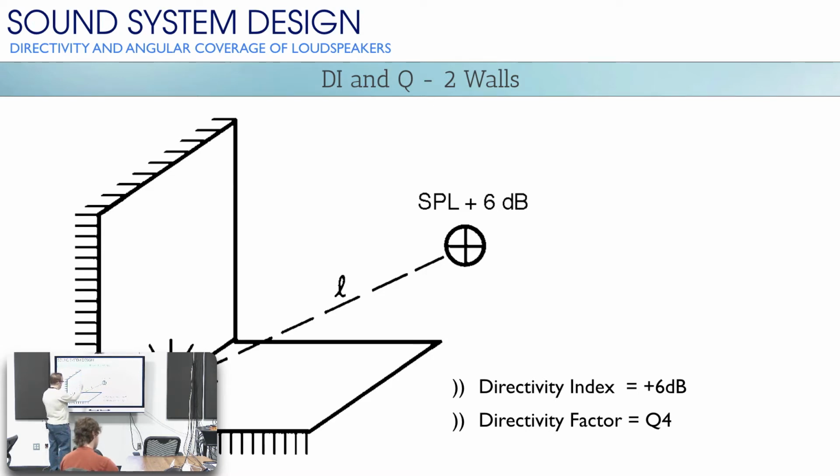Before, we had half the sound going this way and saying, oh, it can't go that way, I'm going to go this way. And now you've got another half the sound going down to the floor and saying, oh, can't go there, I'm going to go back up. So now you're going boom, boom. It's folding on itself twice. You get a 6 dB increase at the measurement point.